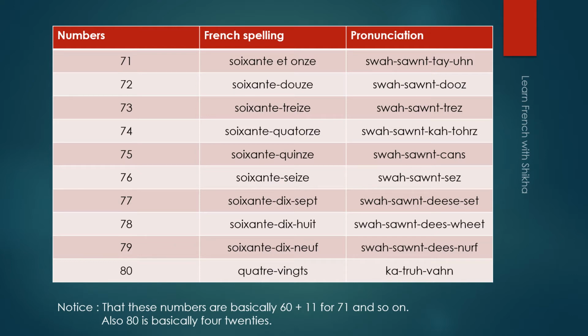How do we get 80? Quatre means 4 and vingt means 20. So it is basically 4 twenties. When we add 20 four times you get 80. So that's a basic rule to learn 80. Let's repeat it again.